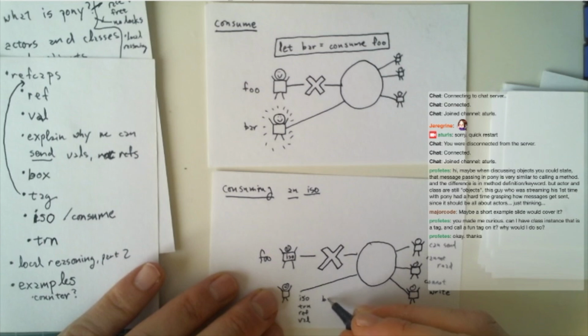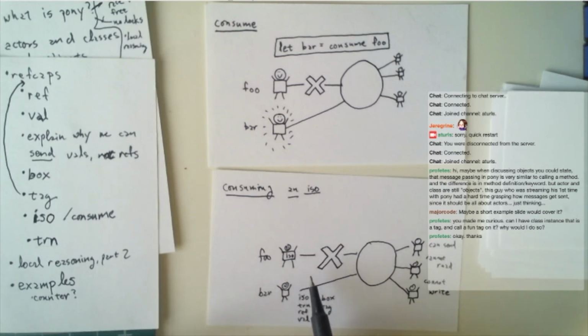We could make it a box if we wanted to, and we could make it a tag. So basically, if you consume an iso, you now have kind of this naked object, if you will, this object that's not really encumbered by any restrictions from any other reference capabilities. And so you can basically give this new reference whatever reference capability you want.